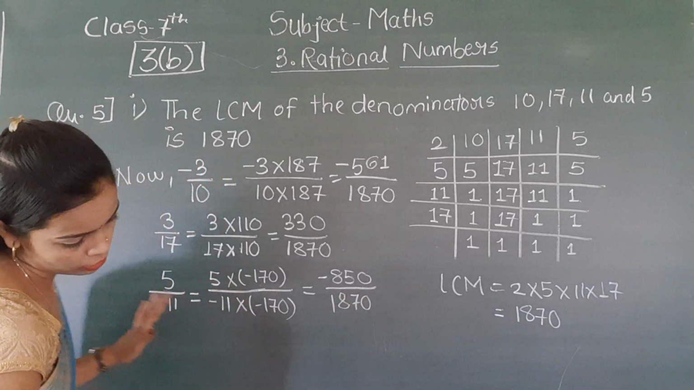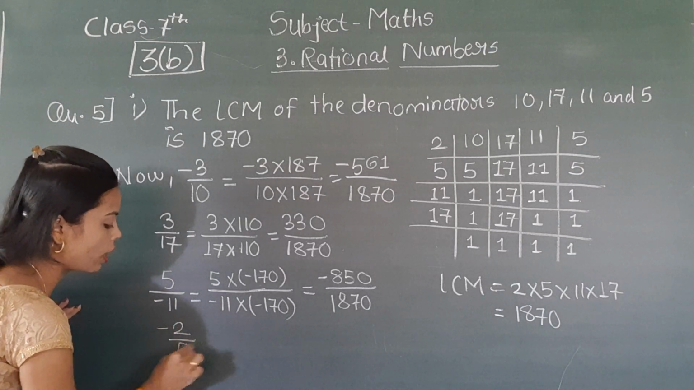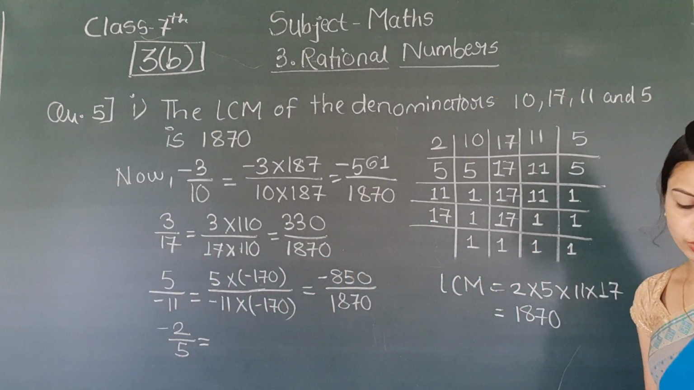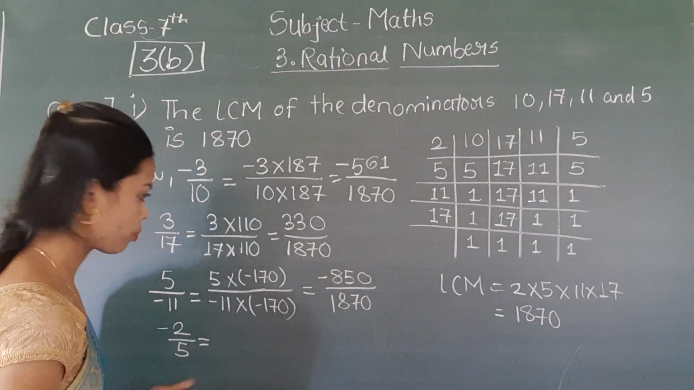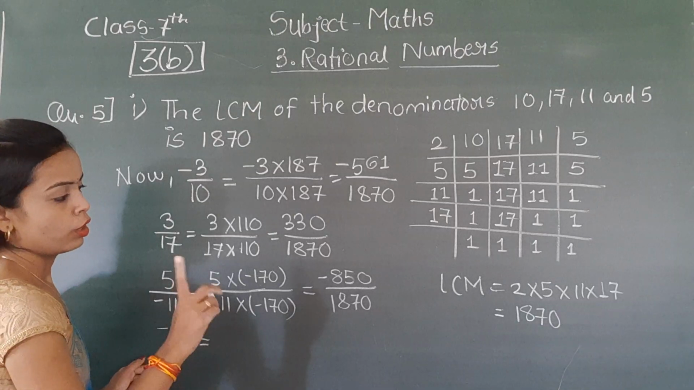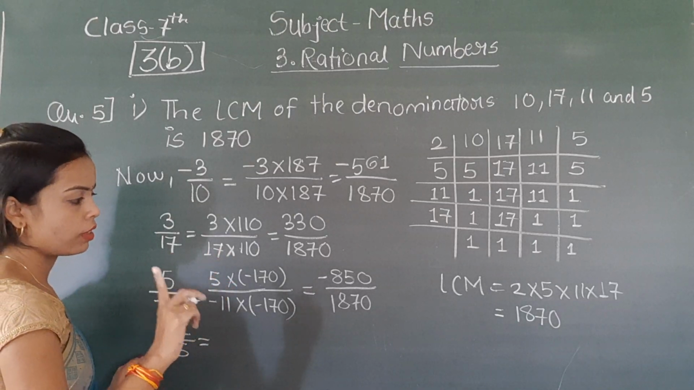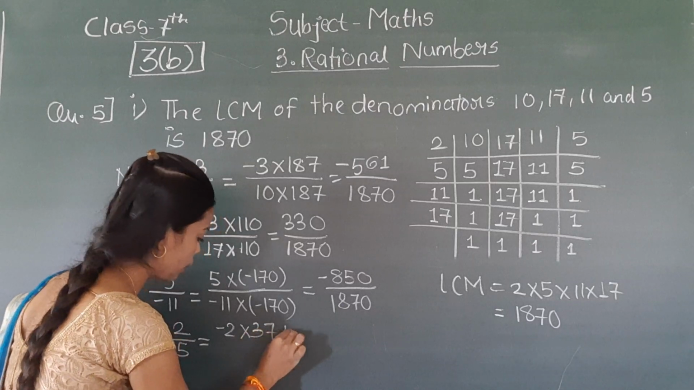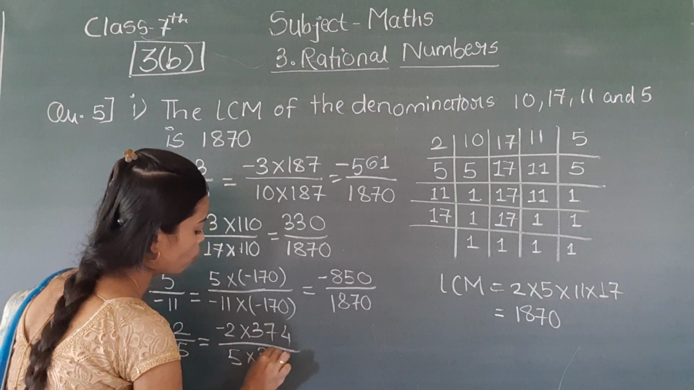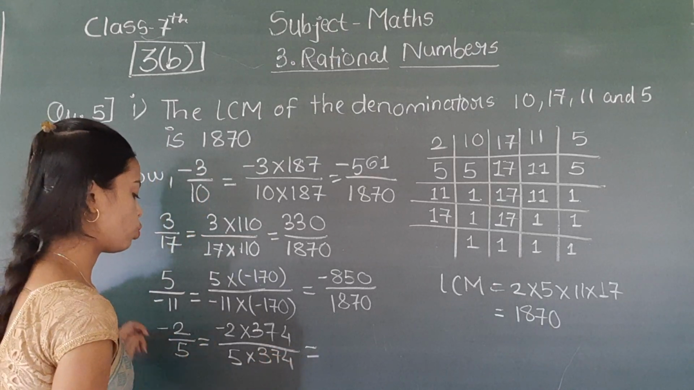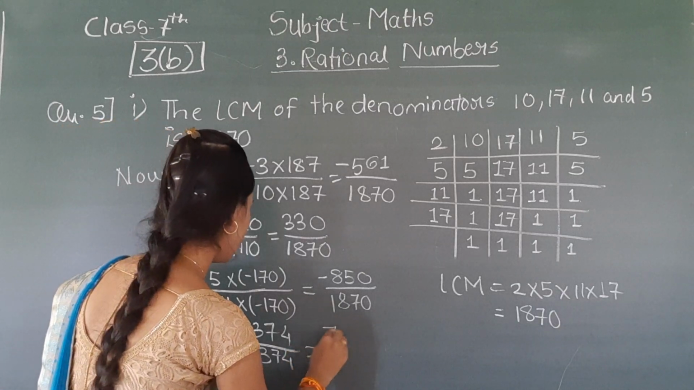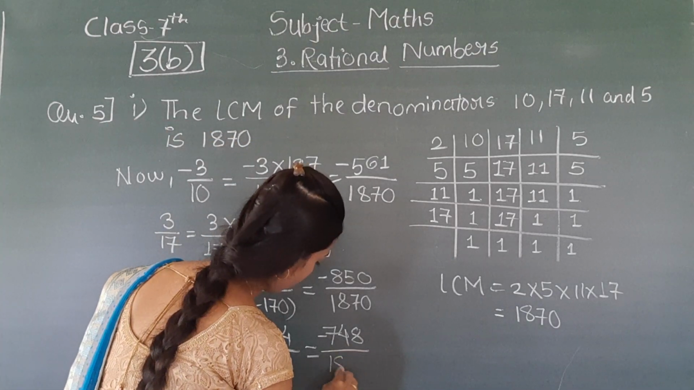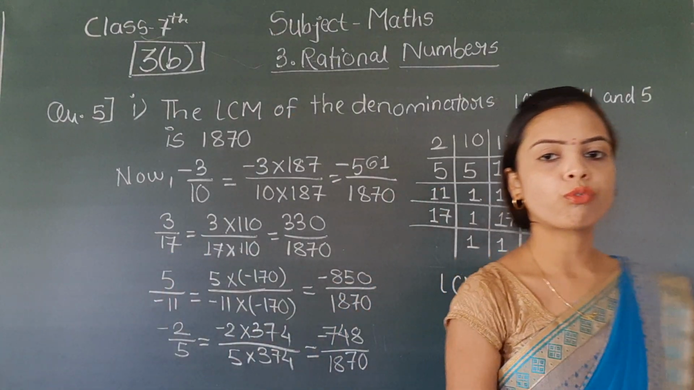and in the denominator it is 1870. Now your next question is minus 2 upon 5. If you have to make the denominator 1870 there, you have to multiply it by 11 into 17, which is 187, multiplied with the 2, so it is 374. So minus 2 multiplied with 374, and in the denominator it is 5 into 374, so it equals minus 748 upon 1870. Now the denominators of all the fractions are the same.